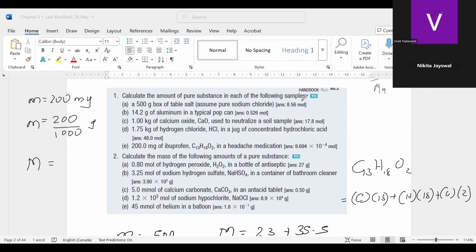Are you able to solve it, Nikita? Yeah, for the molar mass, I got 206. Perfect. And for n, I do 200 divided by 1,000, so 0.2. You will get 0.2, yes, use 0.2 directly. Then I do 0.2 over 206.